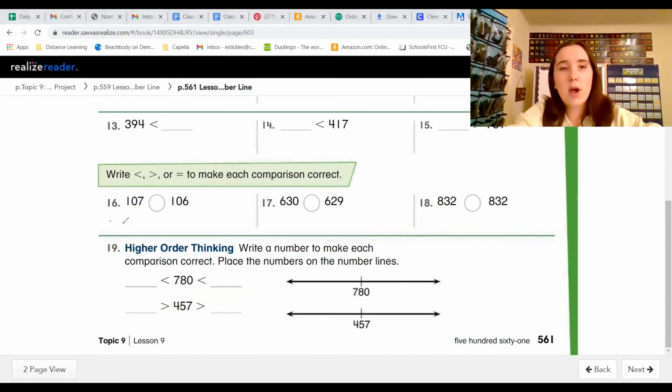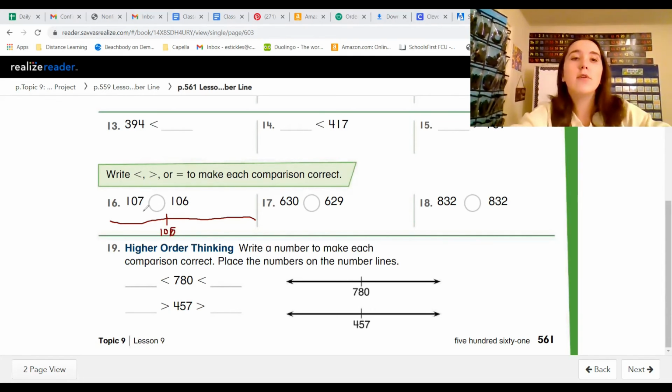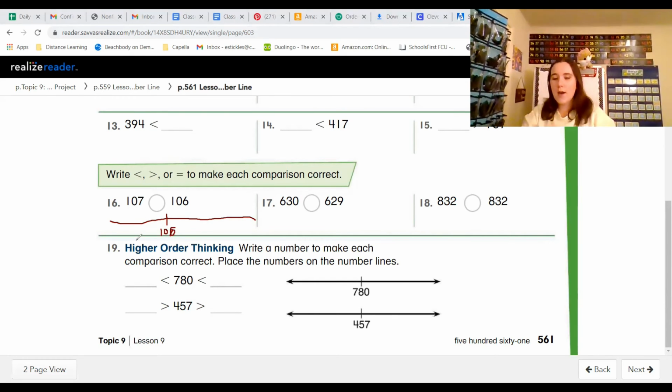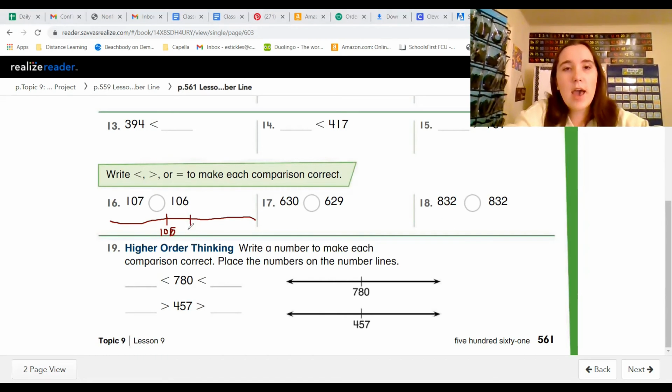This is a great problem to get out a number line for. And we can think, if we have 107 or 106, it doesn't matter which one we pick. I'm just going to put 106. We have to think, where would 107 go? Would it be after 106 or would it come before 106? If we're counting 5, 6, 7, it has to come after, right? So that means we would put 107 after 106 on our number line.